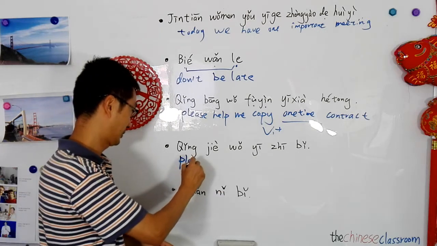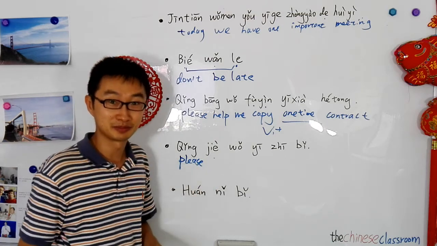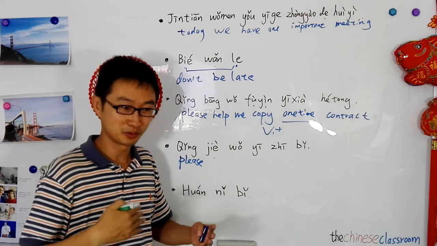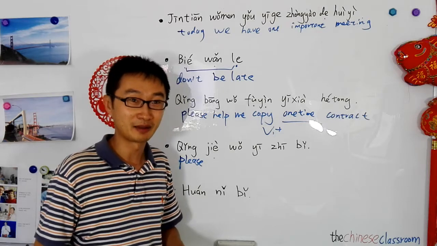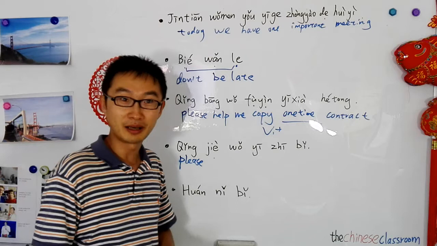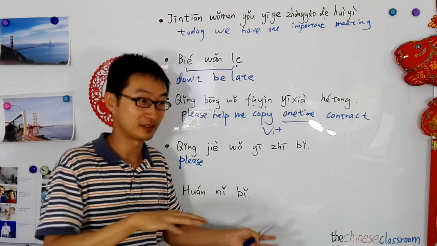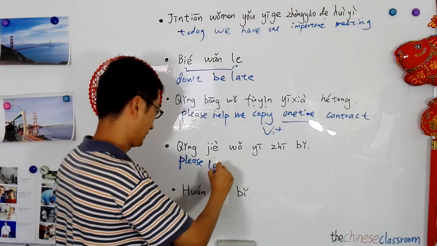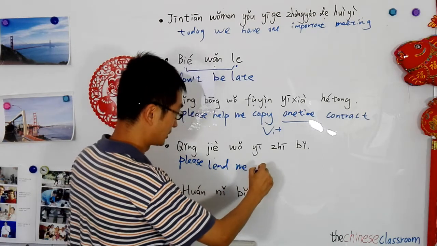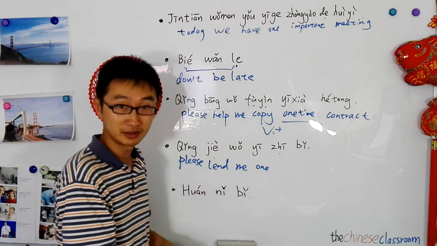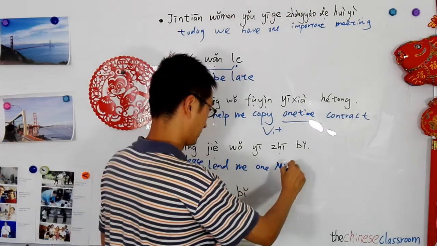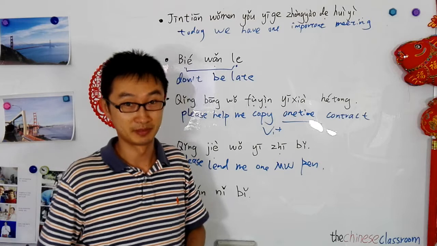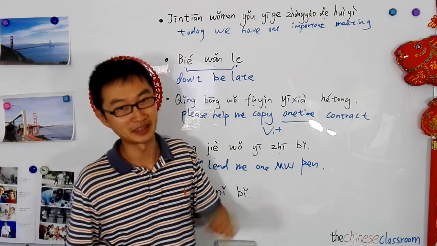Next one. 请借我一支笔。Which words you don't know? 请 of course, please. 借, very interesting verb. 借 could be lend, could be borrow. Lend, borrow. You know, that's a two-way thing, but in one exactly same word. So how do you know which one is which one? It depends on the context. So here, 借 is lend me. 我, me. 一, one. 支 is a measure word for the pen. 笔 is pen. Please lend me a pen. 请借我一支笔。Okay.